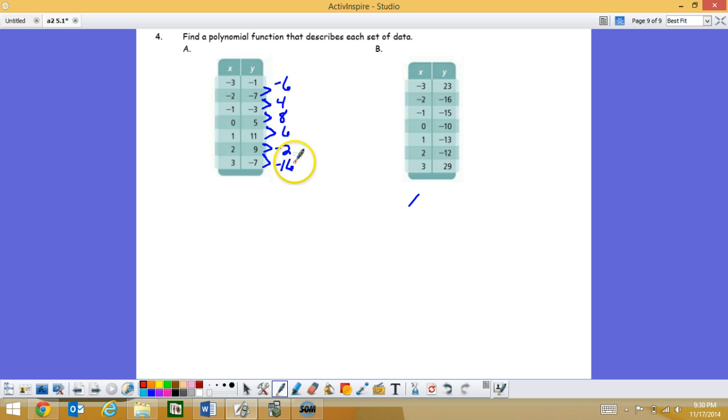Now we're going to find a second set of differences. 4 minus -6 is 10. 8 minus 4 is 4. 6 minus 8 is -2. -2 minus 6 is -8. And -16 minus -2 is -14. We still don't have a constant set of differences yet.